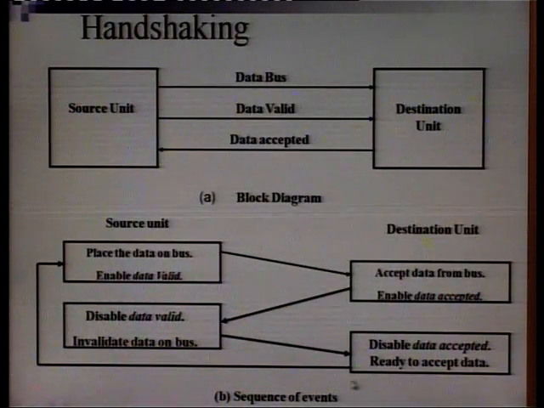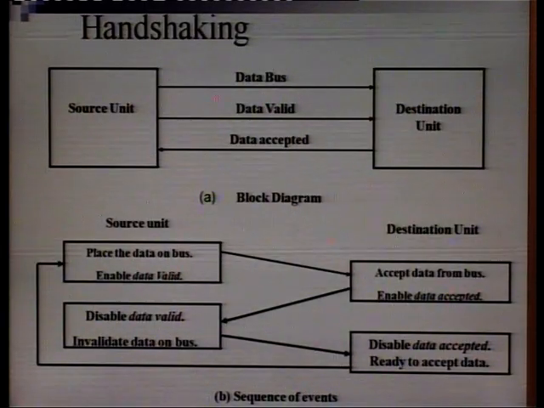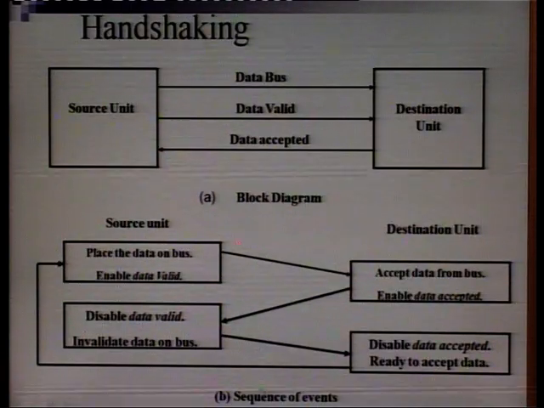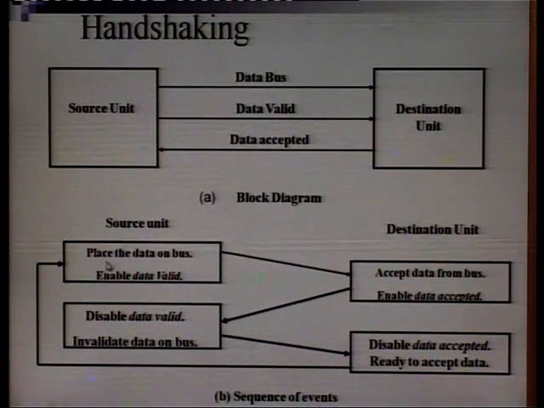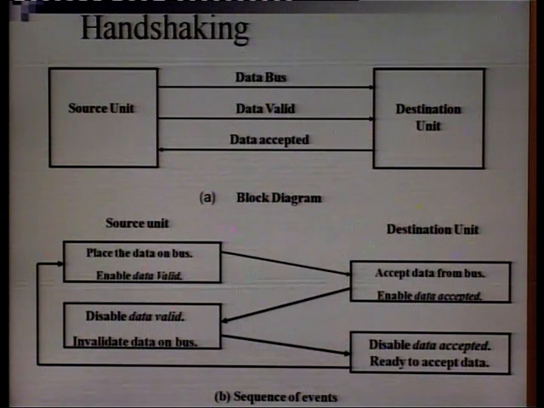The destination unit simply accepts the data which is sent by the source and disables the data accepted signal. Then it goes to the state ready to accept another data, which can be sent in the next case. That means the system now goes to the initial state, that is, the starting state. So this is the method of source initiation using the handshaking method.